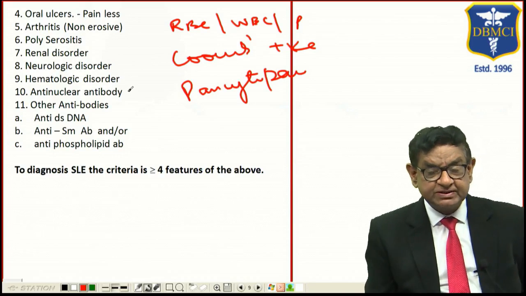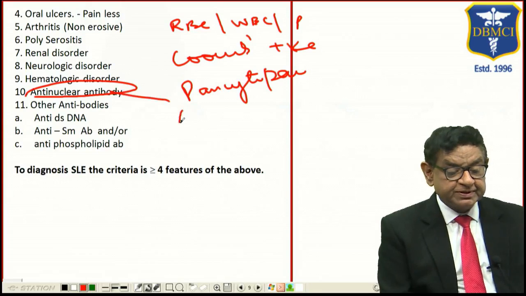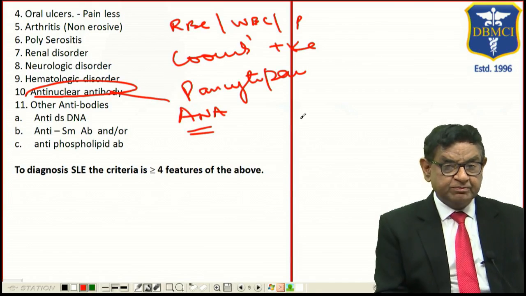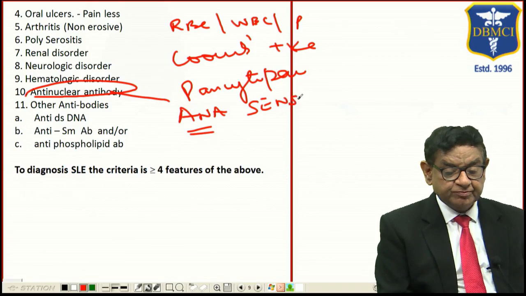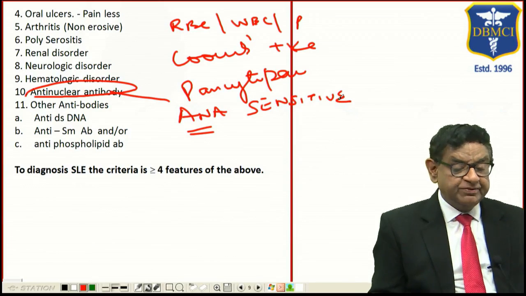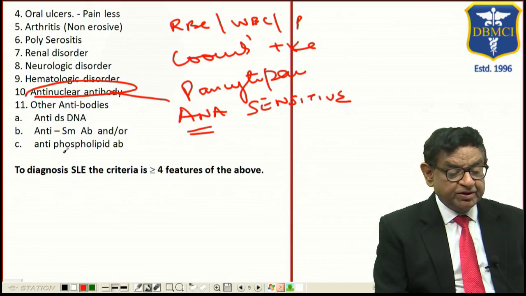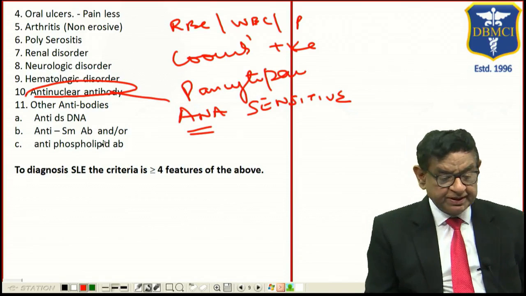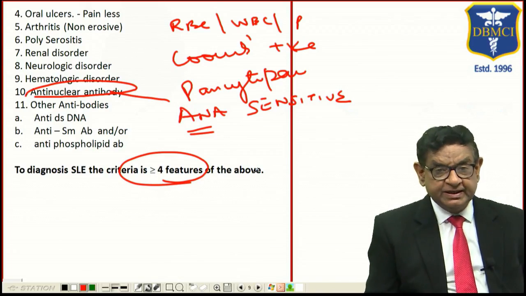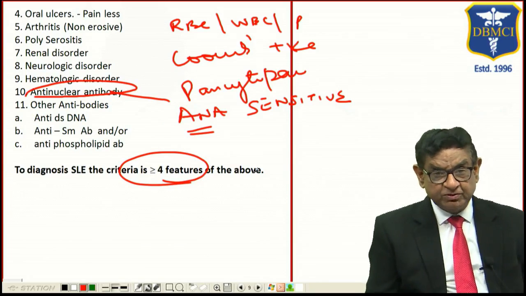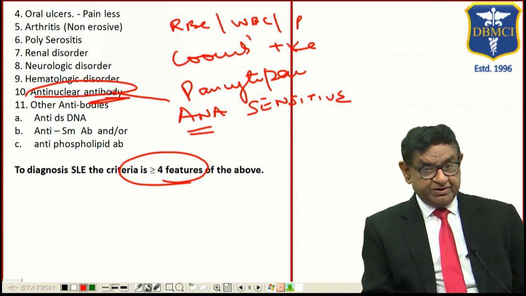Now, after this, ANA is mandatory. ANA is a must. It's the most sensitive test. Then we have other antibodies: anti-DNA, double-stranded DNA, anti-Sm antibody, or anti-phospholipid antibody. So there are 11 criteria. Four or more than four is the criteria by which we diagnose SLE. But remember, this is mandatory.